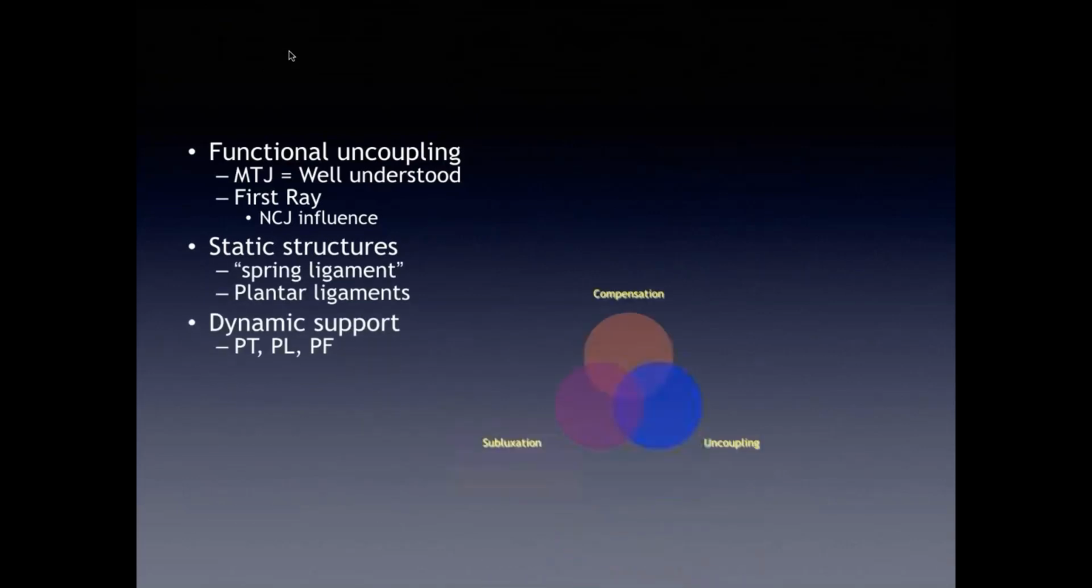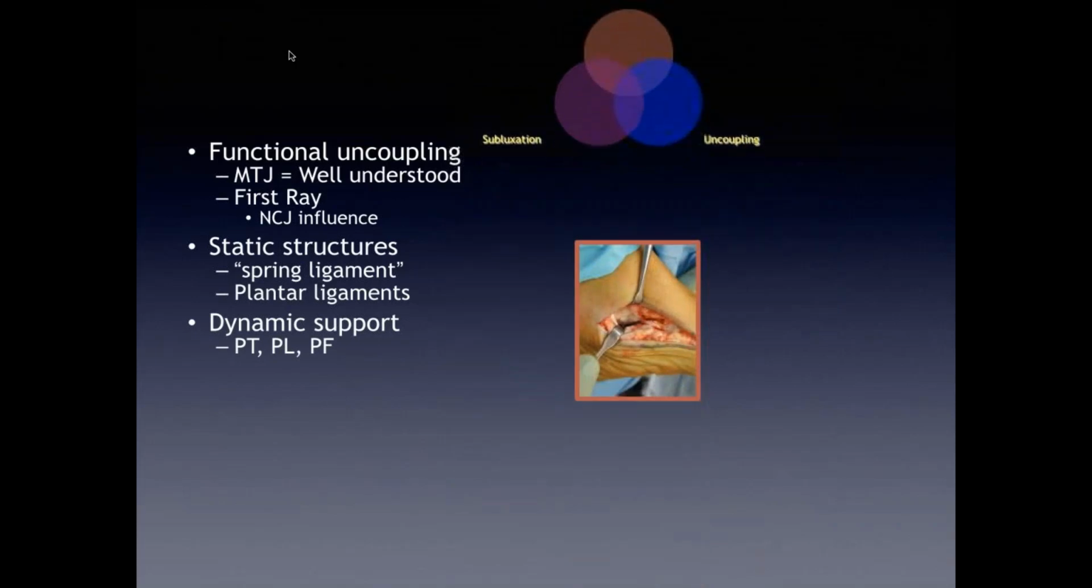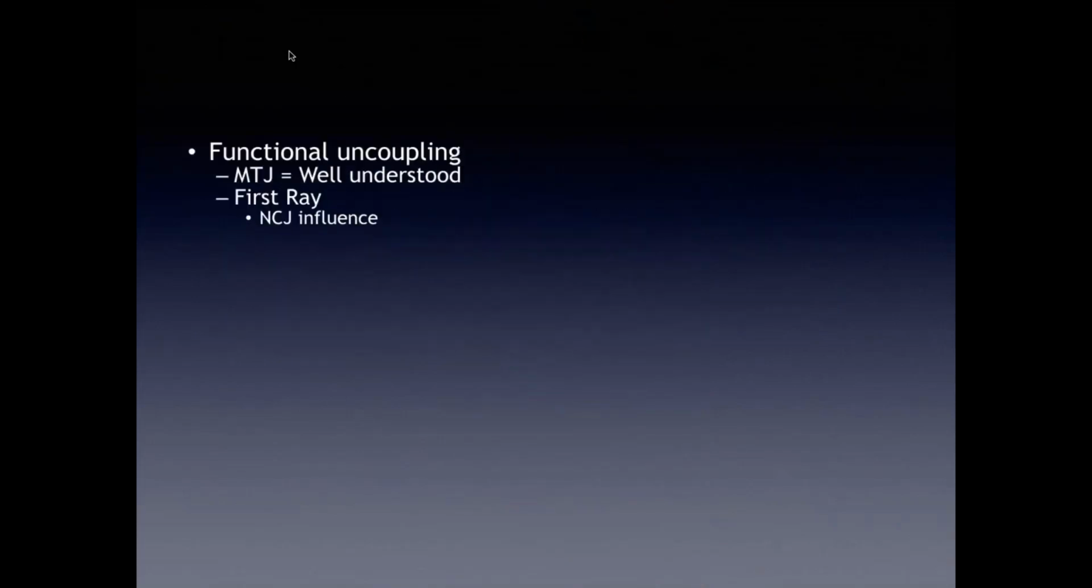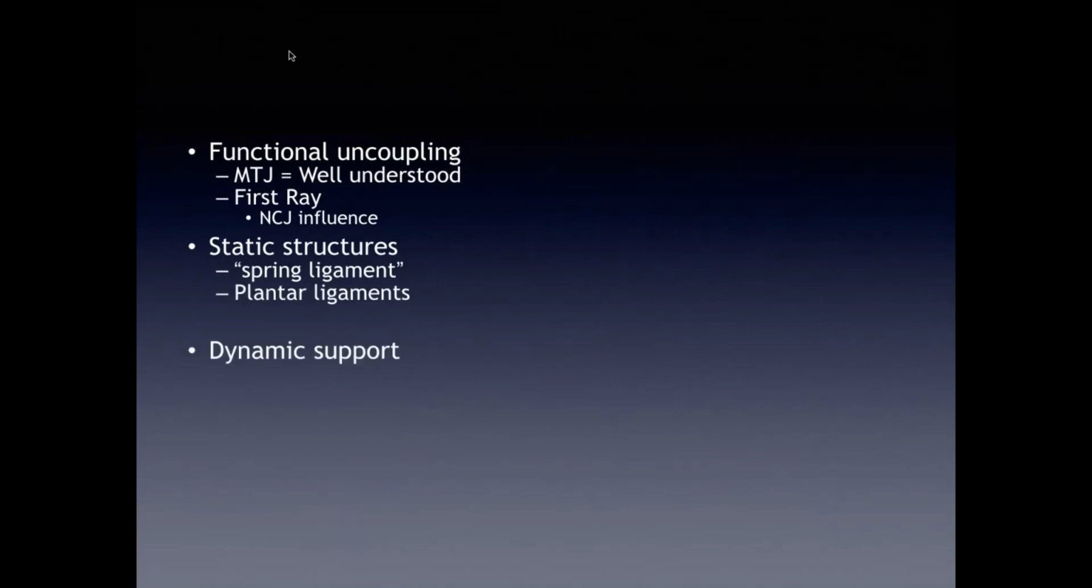We understand functional uncoupling. We understand the mid-tarsal joint and how it works, and it's well understood. We know the first ray and the navicular cuneiform joint influence, and how often there is technically a fault at the navicular cuneiform joint with pes planovalgus deformities. But let's look at the static structures, the spring ligaments and the plantar ligaments.